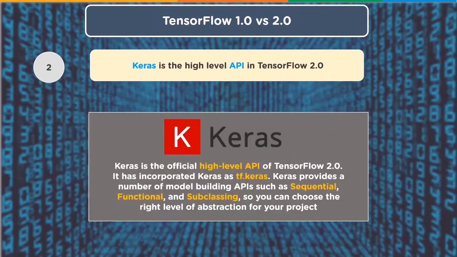If you remember from the beginning, I said Keras was on our list up there. Keras is the official high-level API of TensorFlow 2.0. It has been incorporated as tf.keras. Keras provides a number of model-building APIs such as sequential, functional, and subclassing, so you can choose the right level of abstraction for your project. And we'll hopefully touch base a little bit more on this.